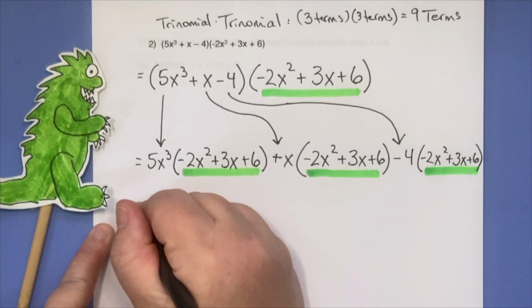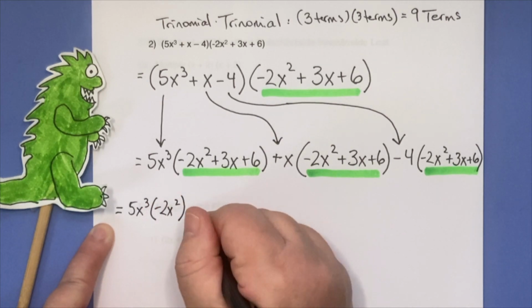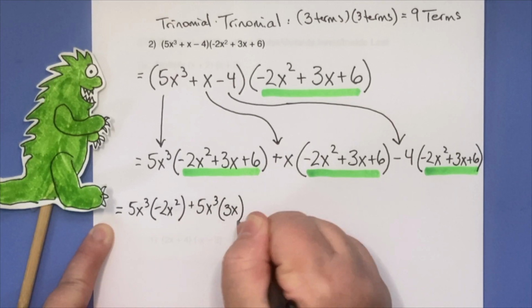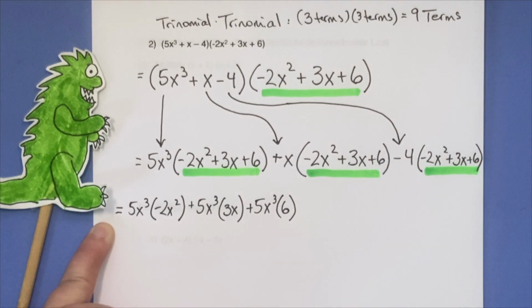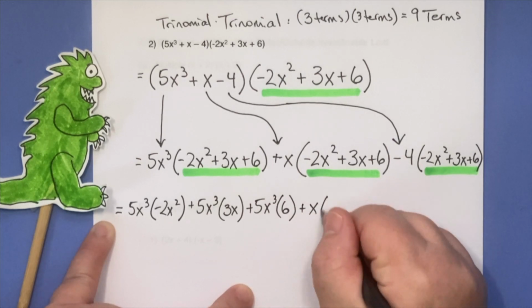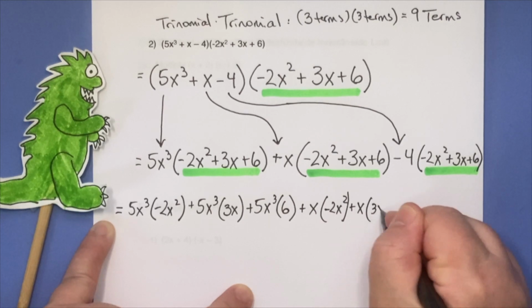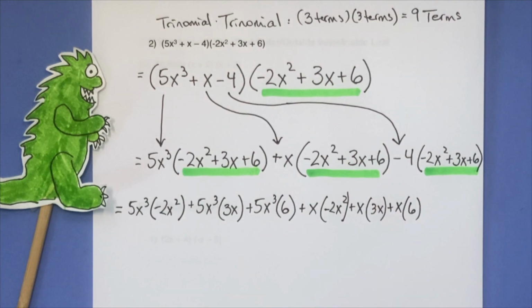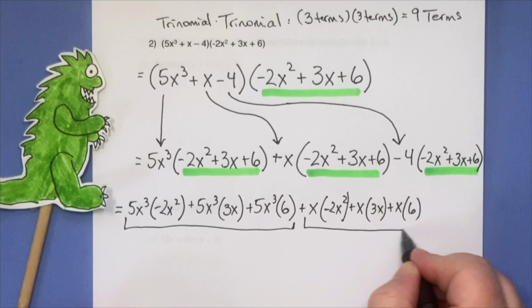So I've got 5x cubed times negative 2x squared plus 5x cubed times 3x plus 5x cubed times 6. Ooh, I am going to run out of room, huh? Plus x times negative 2x squared plus, x times 3x plus x times 6. Notice I'm not doing anything fancy with the signs yet. This one is a little too complicated. I do not trust my brain to do it.